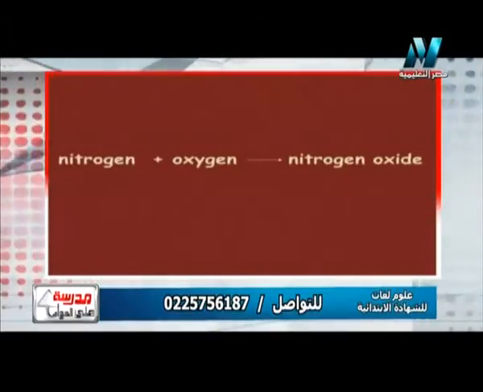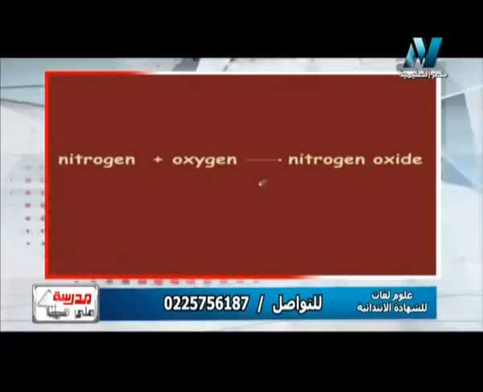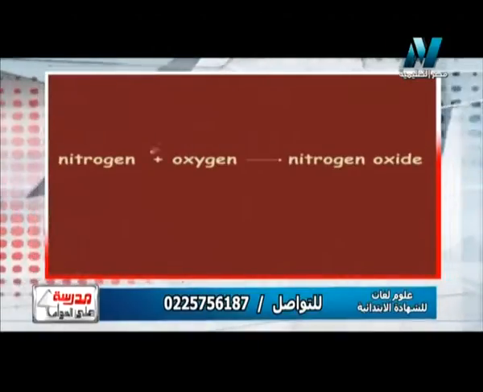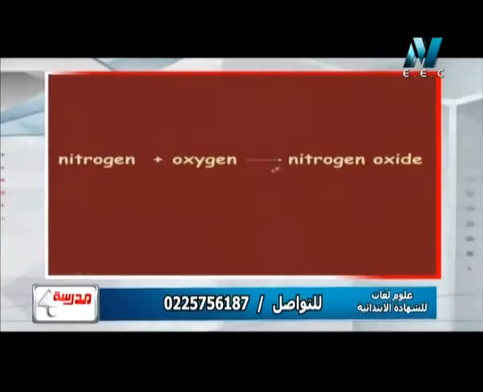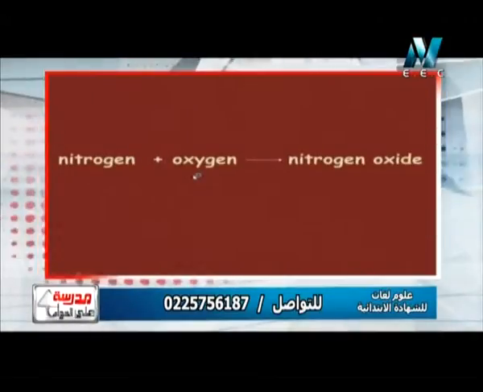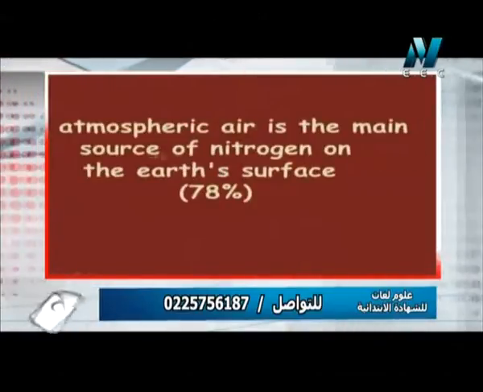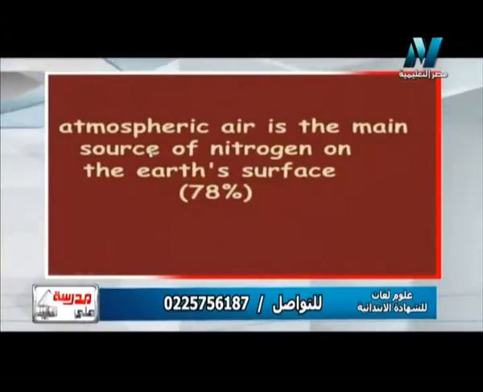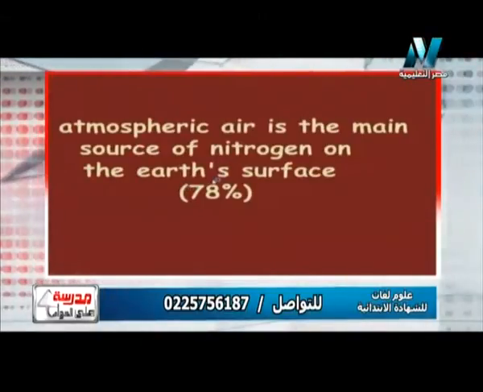So now we can have an equation معادلة مهمة جدا. Nitrogen plus oxygen give us nitrogen oxide. وقلنا أكتر من مرة إن أي شيء أو أي element أو معظم element plus oxygen بيديني element oxide أو element نفسه العنصر اللي قدامي زائد الأكسيد الموجود معاه. So again, atmospheric air again is the main source of nitrogen gas on the Earth's surface, which with 78%.